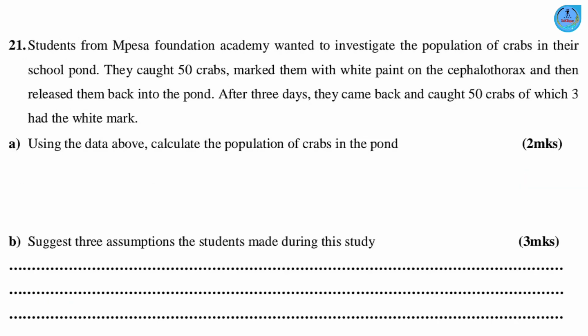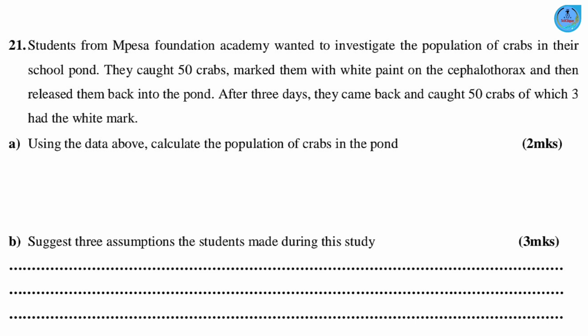Question number 21. Students from the M-Pesa Foundation Academy wanted to investigate the population of crabs in their school pond. They caught 50 crabs, marked them with white paint on the cephalothorax, and then released them back into the pond. After 3 days, they came back and caught 50 crabs, of which 3 had the white mark. Using the data above, calculate the population of crabs in the pond.